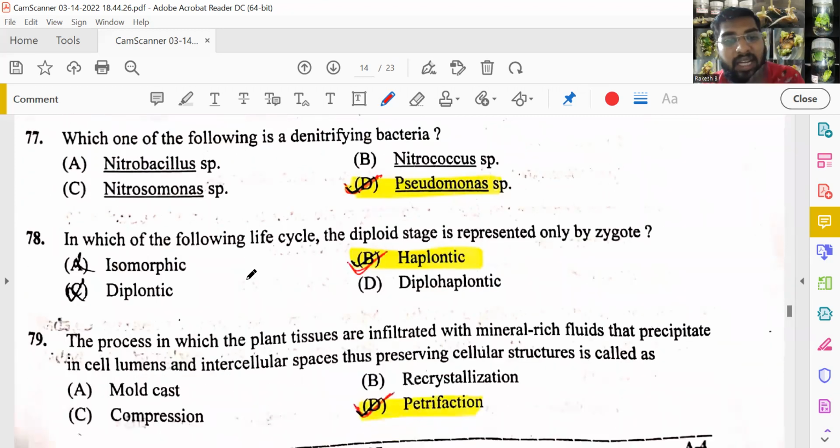In which of the following life cycles is the diploid stage represented only by zygotes? In algae you would have seen different life cycles. Haplontic life cycle means the haploid stage is dominant over there. So the diploid stage is represented for a very short duration, only the zygote. So that is your haplontic life cycle.